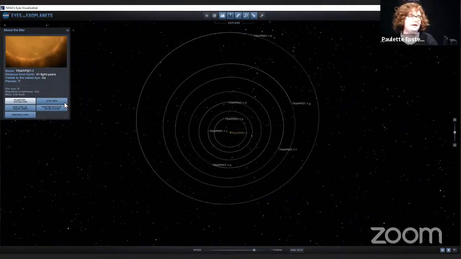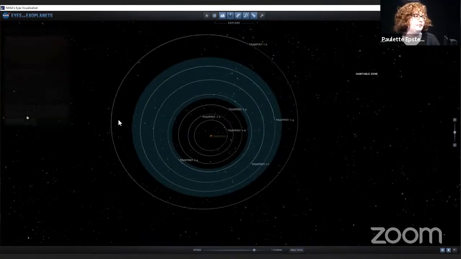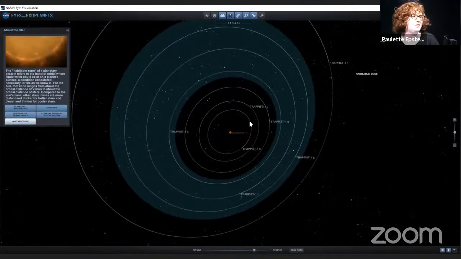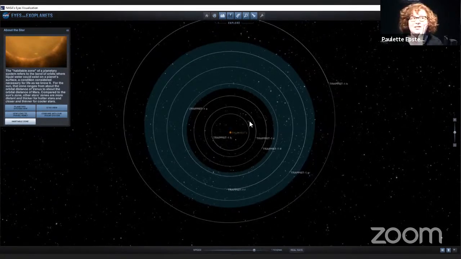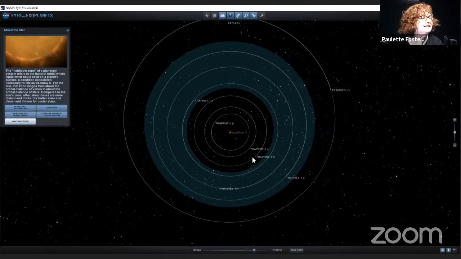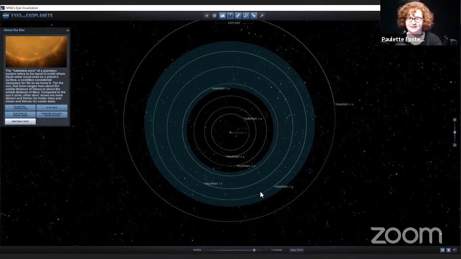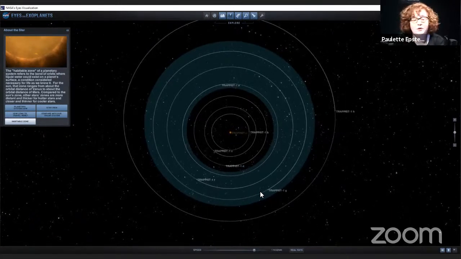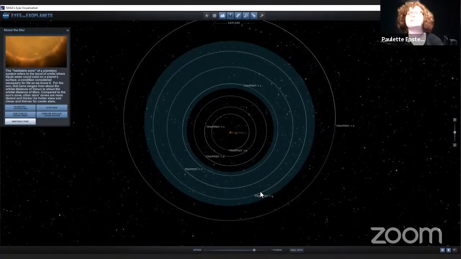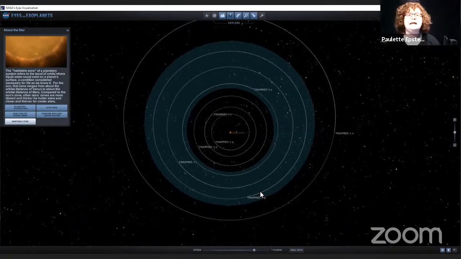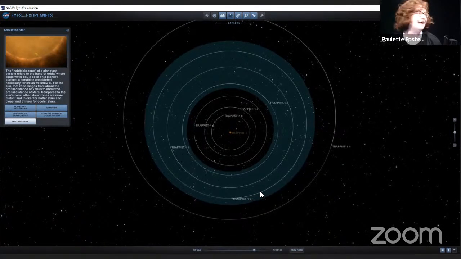Now, the neat thing about this is if we actually bring up that habitable zone, and of course, it's going to move me around again. There we go. This star has, let's see, 1, 2, 3 Earth-sized planets within the habitable zone. So this is a really good candidate to look closer and try and see if we can find a planet with liquid water or life.